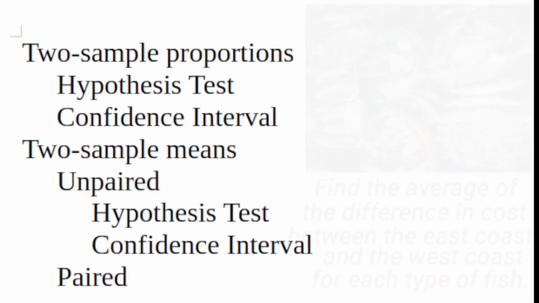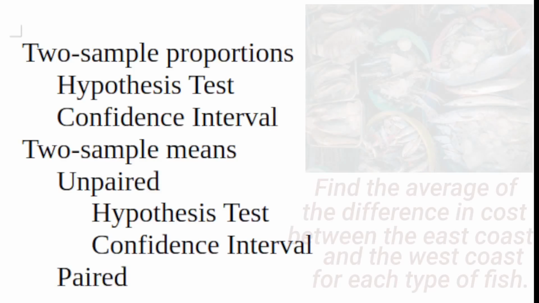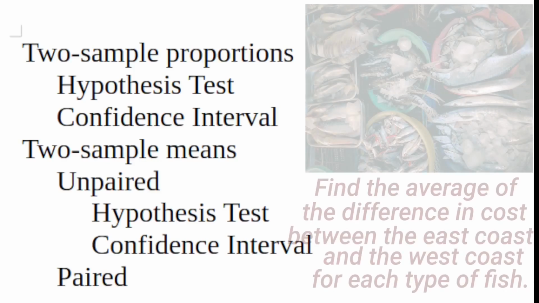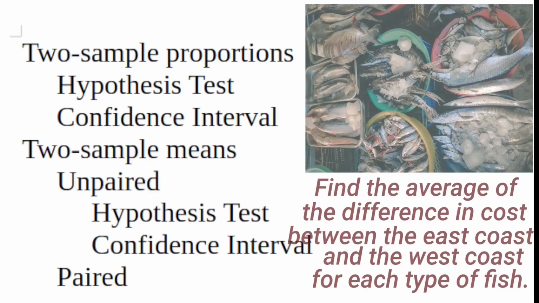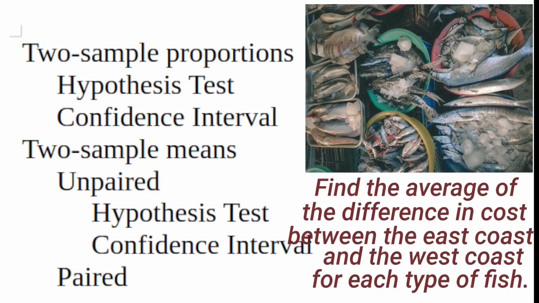Sometimes we're interested in 2 different populations and their means, but it's a paired situation instead. For example, suppose that we were interested in the cost of fish on the East Coast compared to the West Coast. We might take a sample of different kinds of fish, because each different kind of fish is going to cost a different amount. So we would take a random sample of these different kinds of fish and compare the price on the East Coast to the price on the West Coast.